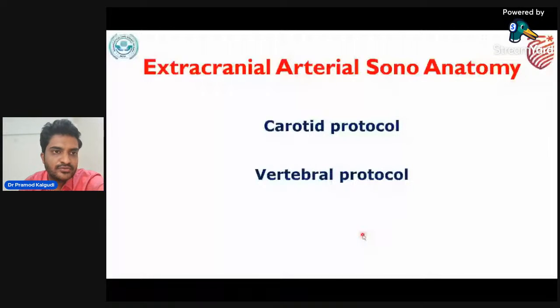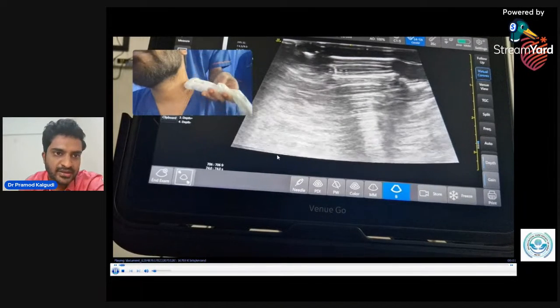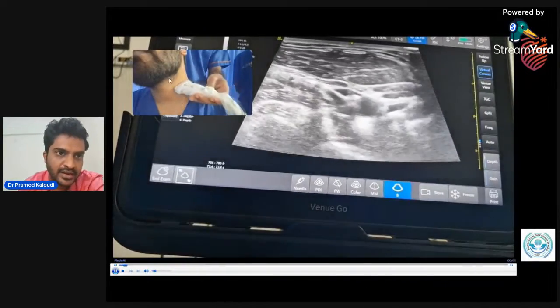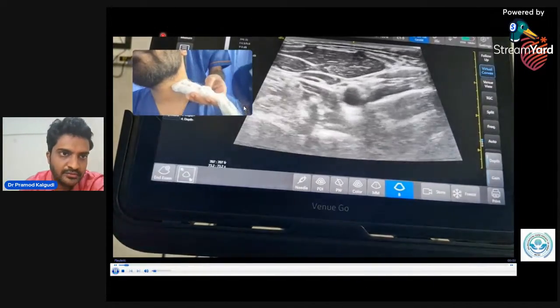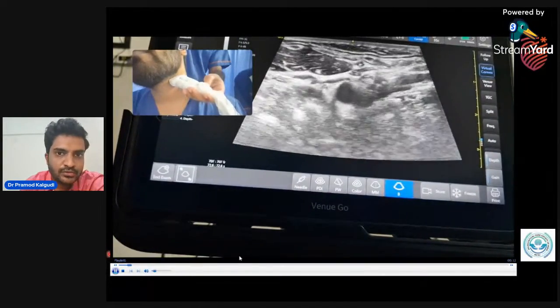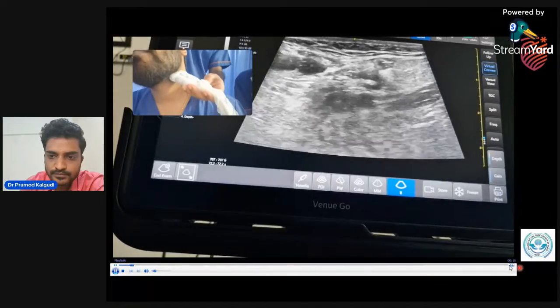With that, we'll start off with the extracranial anatomy. We have a carotid protocol and a vertebral protocol in extracranial anatomy. The basic thing is to start with B mode, start scanning the neck as shown here in the video. And once you start doing that, you ascend up cranially.